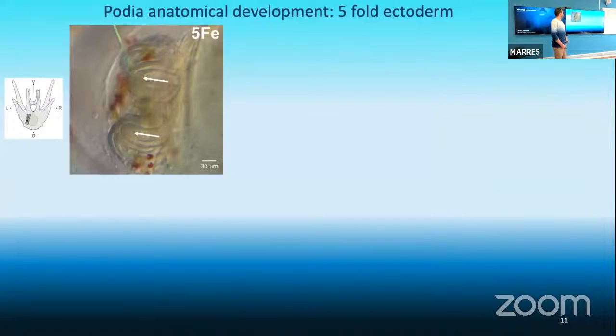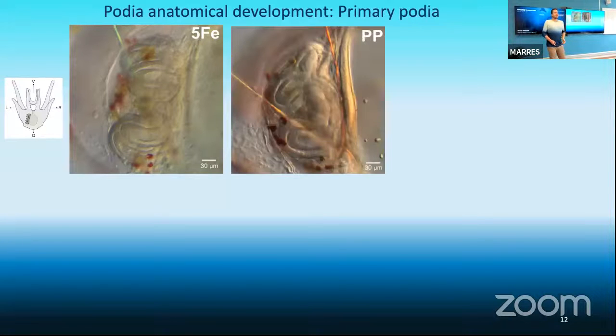So here, if we take a look at the first stage of development of the podia, the five-fold ectoderm stage, you have a little cartoon here to help you understand the orientation of the picture. And here it's a lateral view. So what are we looking at in the five-fold ectoderm stage? We have a folding movement here. And if we take a look at the next stage, the primary podia, we can see that the folding movement is extended and leads to the formation of the podia.